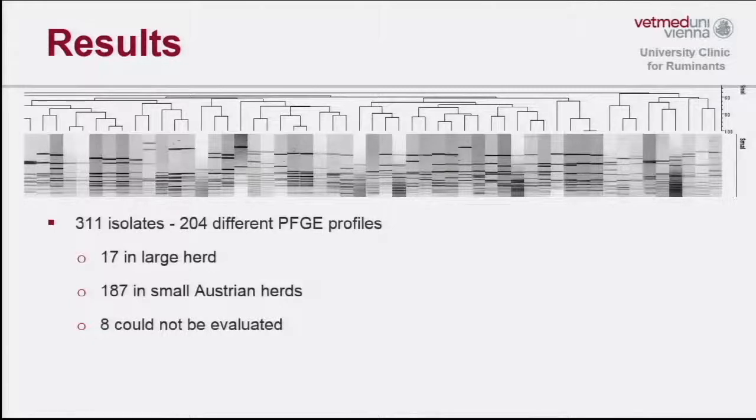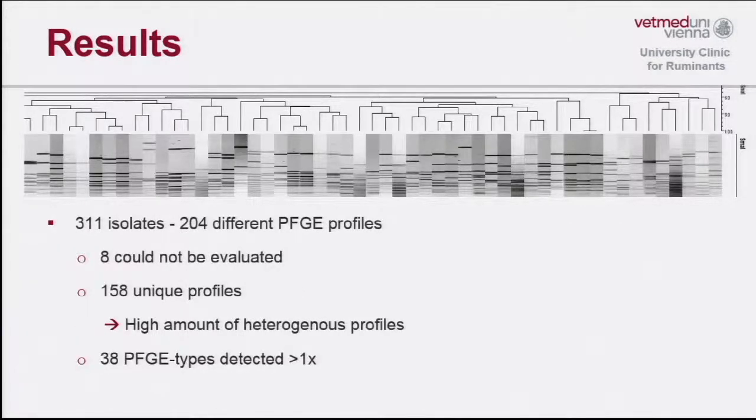PFGE of 311 isolates revealed 204 different profiles. 187 were found in the small Austrian farms and 17 in the large dairy operation. And unfortunately, 8 had to be excluded because they could not be evaluated. 158 of these profiles appeared only once each, which is a high amount of heterogeneous Strep uberis profiles. They were found mainly in the small farms in Austria. And we found 38 subtypes highly abundant, which means they were repeatedly isolated from mastitis cases, both in small and in large dairy herds.